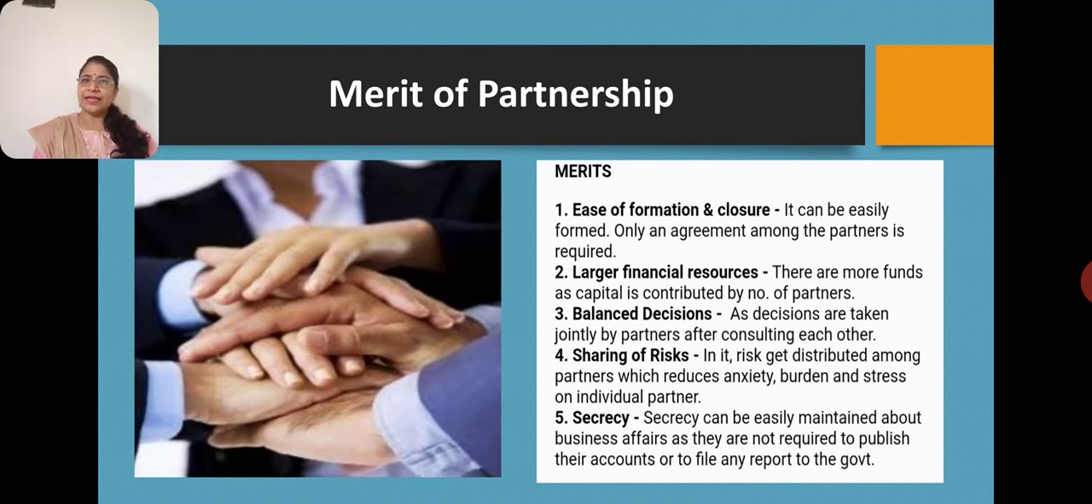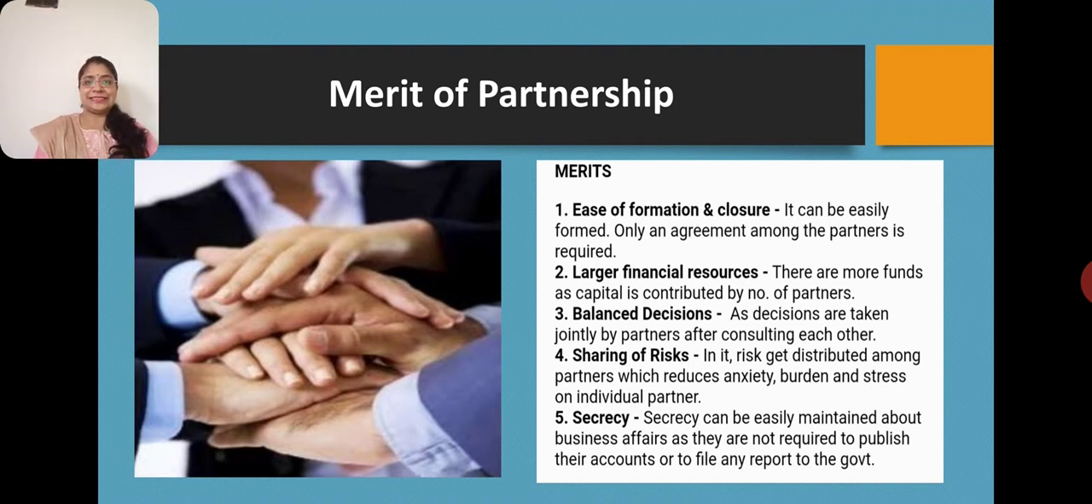The 4th merit we have in partnership is sharing of risk. Definitely we have a demerit, that is sharing of profit, and we have a merit, that is sharing of loss. When we get profit we enjoy, but when we have loss and we are alone, in that case we think we should have partners. So this is the merit. Whatever the risk is, it will be distributed among the partners. So there will be no burden, no stress on the individual person.